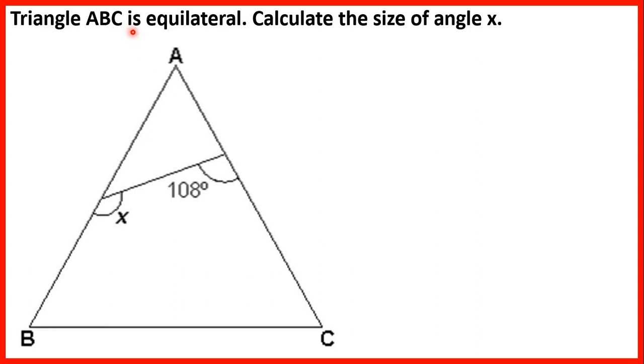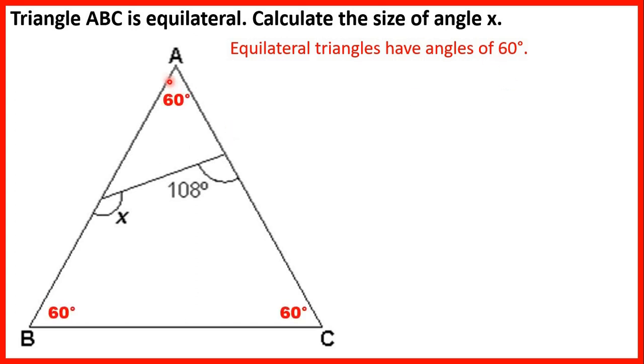Triangle ABC is equilateral. Calculate the size of angle X. So equilateral triangles, as well as having sides of the same length, also have angles of the same size. So that's angles of 60 degrees, because all triangles have total angles of 180 degrees, and 180 divided by 3 is 60. So we know that the angles of the triangle will all be 60 degrees.